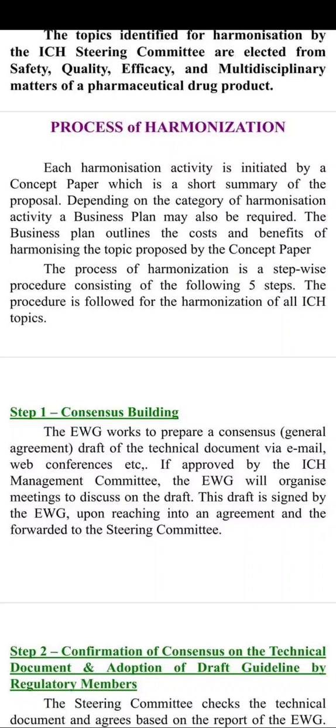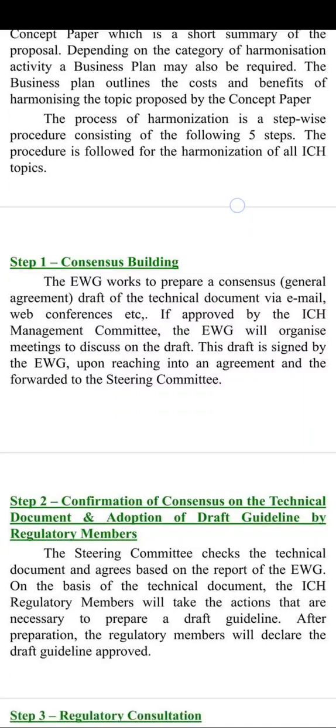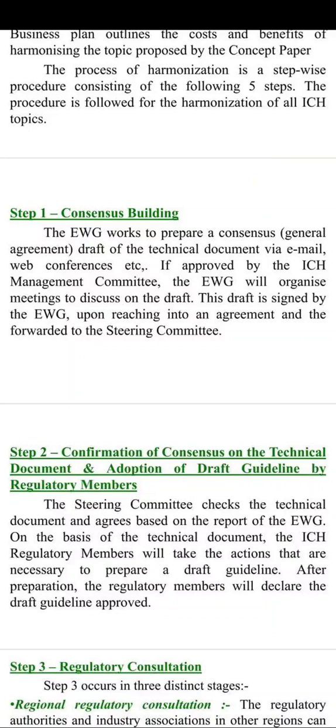Let's discuss the procedure one by one. Step number one: consensus building. The EWG works to prepare a consensus draft of the technical document via email and web conference. If approved by the ICH Management Committee, the EWG will organize a meeting to discuss the draft. The draft is signed by the EWG upon reaching agreement and forwarded to the Steering Committee.